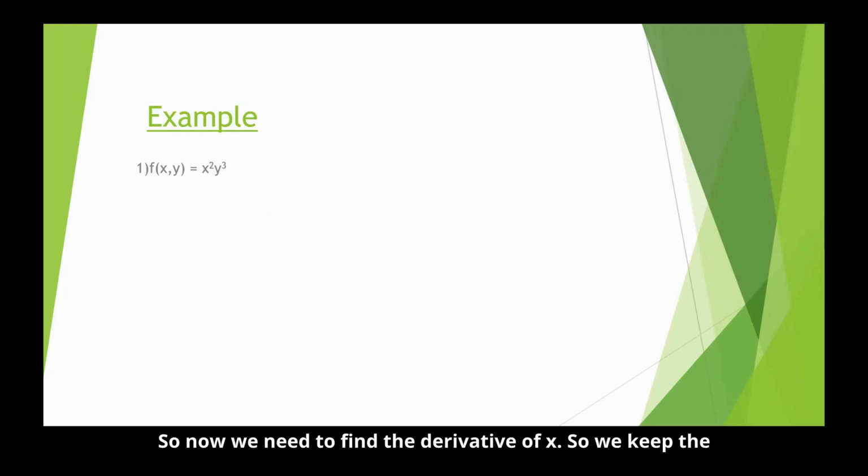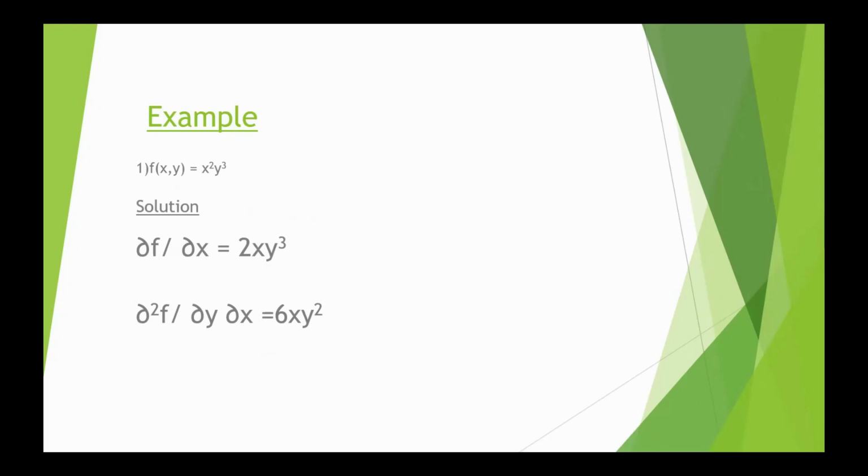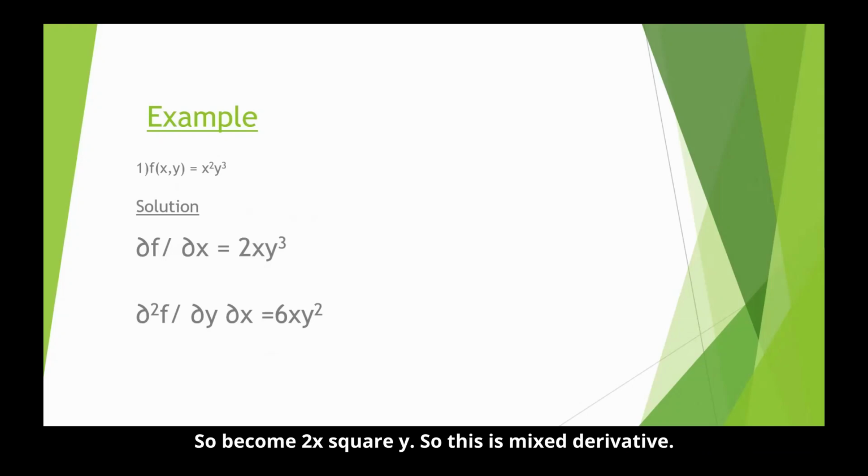So we need to find the derivative with respect to x. So we keep the y constant. So it becomes 2xy cubed. Now we keep the x constant and we put the 3 in front of the y, so it becomes 6x y squared... so this is mixed derivative.